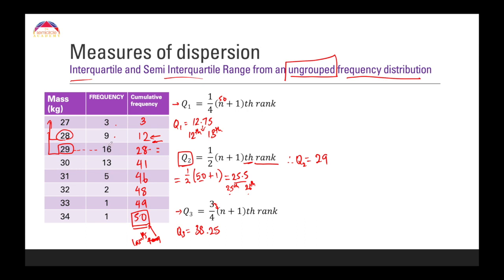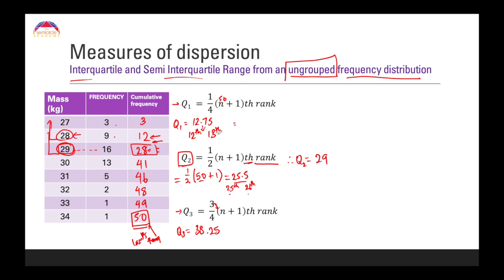Right. So the 12th lamb lies inside of here, but the 13th lamb will be in this group, right? Because this group here finishes at 12, right? So the 13th lamb will be inside of this group, which is the 29. Yeah? So the Q1 now, it has two values here.